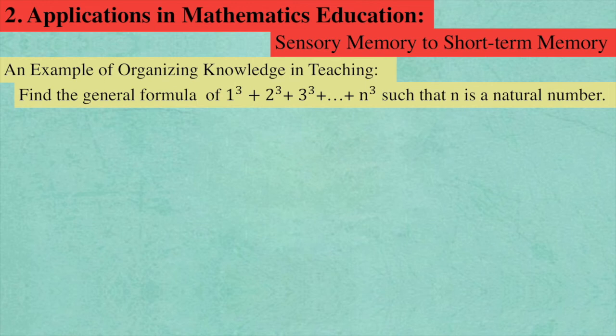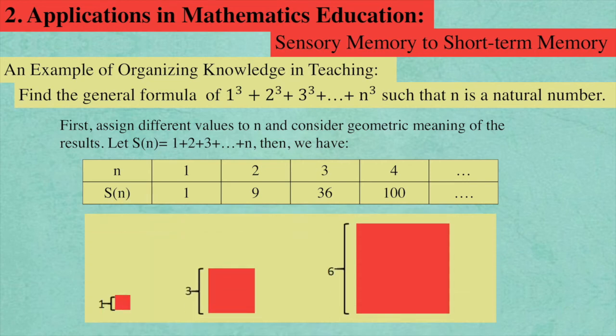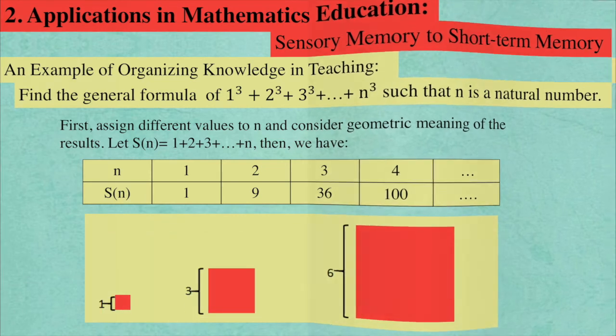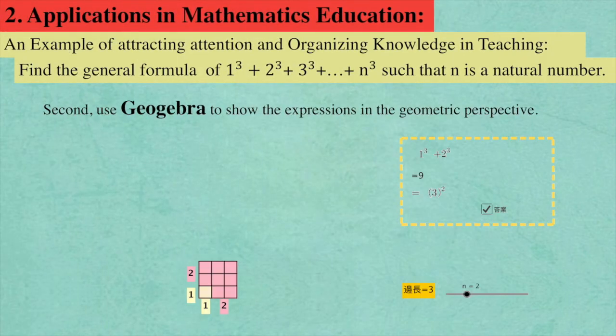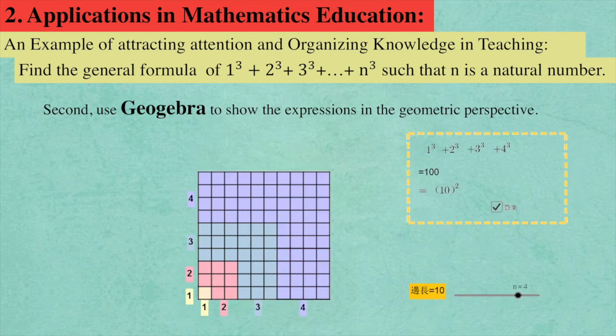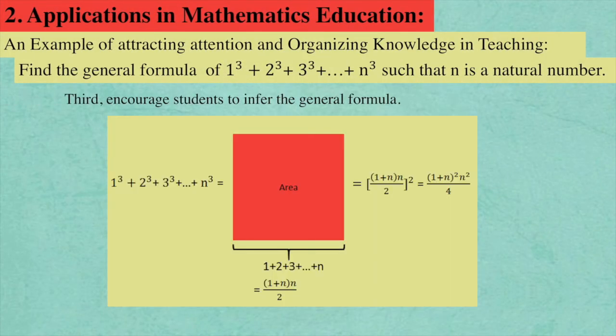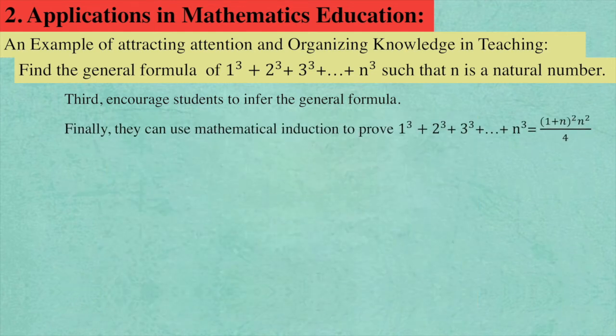First, we can let students assign different values to n, and then consider the geometric meaning of the results. Since each result is a perfect square, it is not difficult to associate it with the area of a square. Second, we can use GeoGebra to show the expressions from a geometric perspective, so that students can easily find the change rule of the length of the square side. Third, encourage students to infer the general formula. Finally, use mathematical induction to prove their inference.